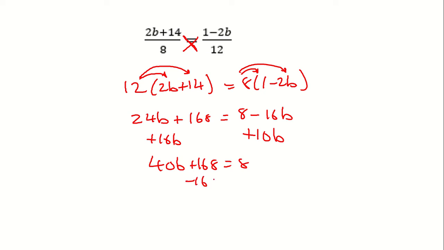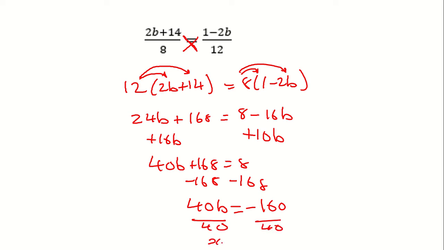So 24 add 16b is going to give me 40b. Then I'm going to subtract 168 from both sides, and I'm left with 40b equals negative 160. Divide both sides by 40, and b equals, because we have a negative and a positive, I know my answer is negative, because one is negative, one is positive. Cross 0 off, 16 divided by 4 is 4. So your answer is negative 4.